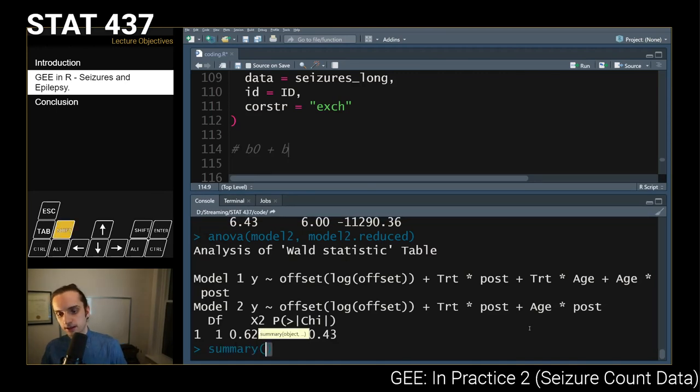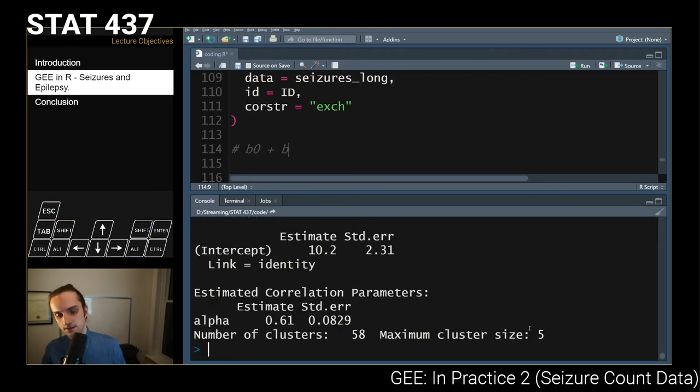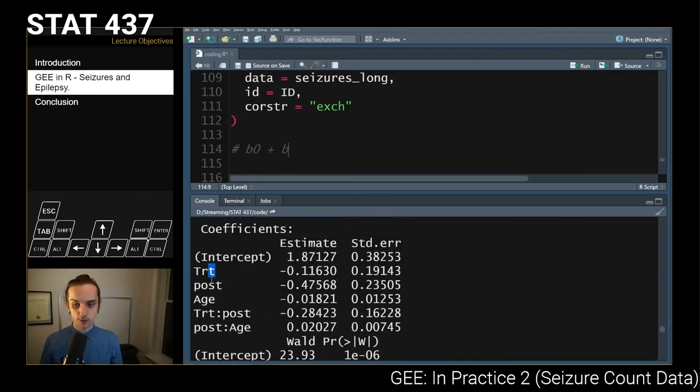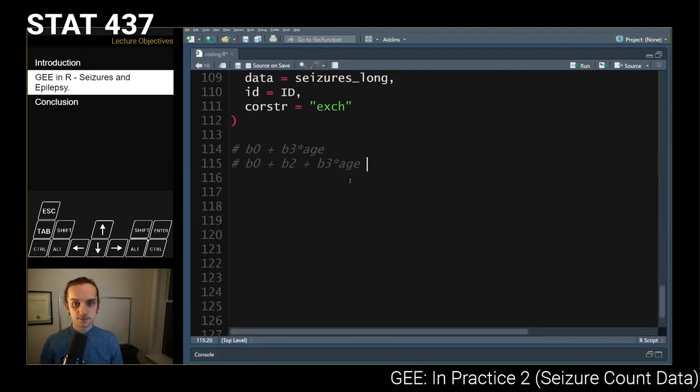So if I go summary of model two reduced, right, they're going to have beta zero. They won't have beta one. They won't have beta two if they're in the pre-group, but they will have beta three times age. And then when they're post-treatment, they'll be beta zero plus beta two plus beta three times age, right? And so if their age is the same, then these factors will all cancel out and you'll be left with beta two once again, right? So you have to make sure that all of these conclusions are for patients of the same age.